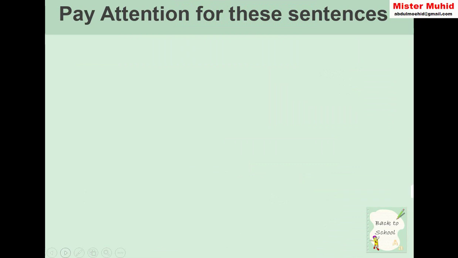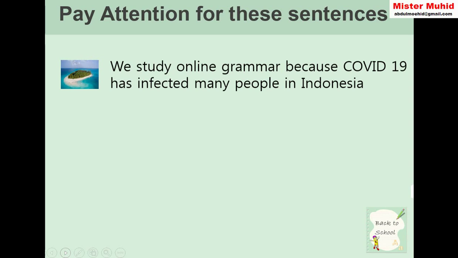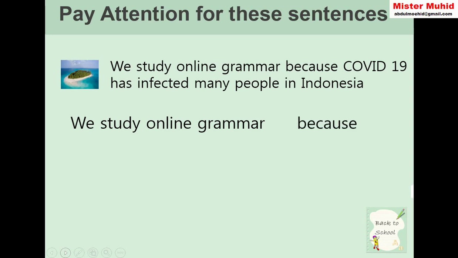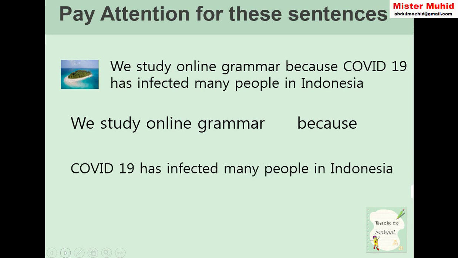Again, I give you a sample sentence. We study online grammar because COVID-19 has infected many people in Indonesia. So number one, we study online grammar, and this is the first sentence, because it is an adverb connector. And then, COVID-19 has infected many people in Indonesia. This is the reason we study online grammar.